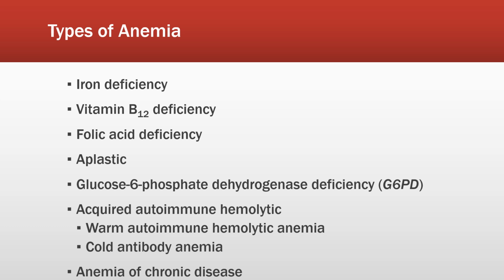Then we have hemolytic anemia, which is a malfunction of the immune system resulting in the increased destruction of red blood cells. Because the body perceives the red blood cells as a foreign body, it's going to develop antibodies against them. Anemia of chronic disease is inflammation caused by chronic disorders that decreases the production of red blood cells or decreases the lifespan of red blood cells.